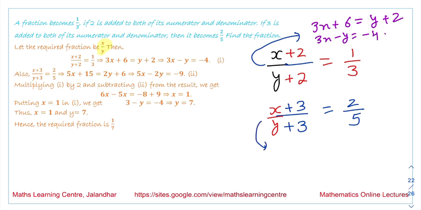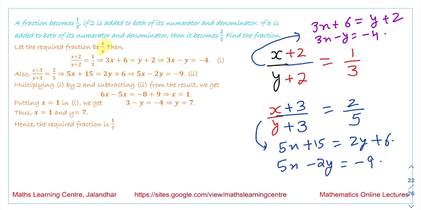From this equation we are saying it is 5x plus 15, that is equal to 2y plus 6. So we get 5x minus 2y is equal to minus 9. Now these are the two equations that we will have. This is equation 1, this is equation 2, and on solving these equations. How are we going to solve this?